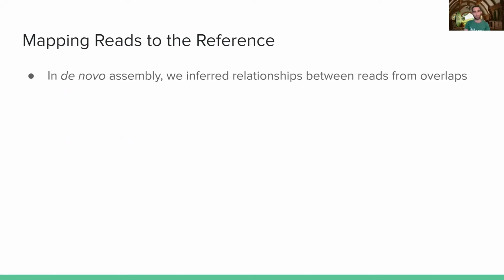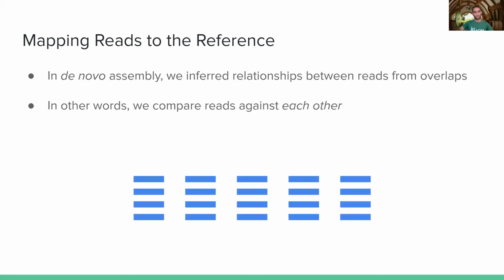In de novo genome assembly, de novo meaning from scratch, from new, such as the one that I described earlier, we inferred relationships between the reads from their overlaps. So let's imagine that I had a bunch of reads. I'm comparing the reads against each other. I compare these two reads, these two reads, these two reads, and so forth. I'm basically comparing pairs of reads against each other and trying to look for overlaps.